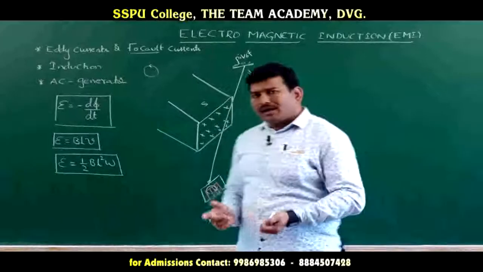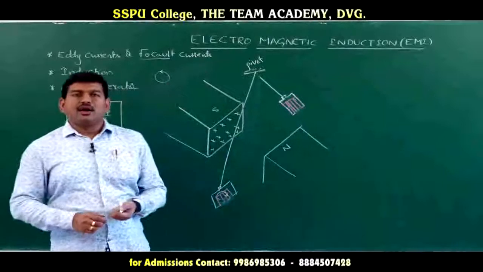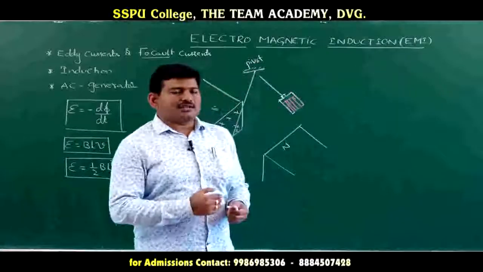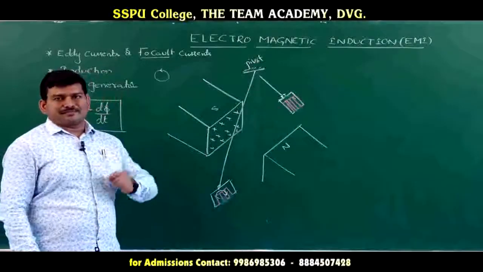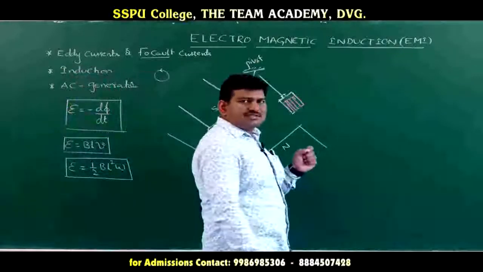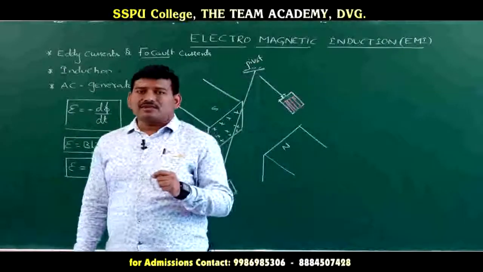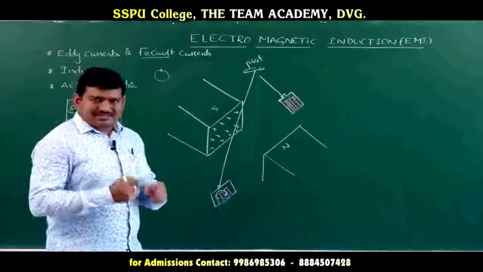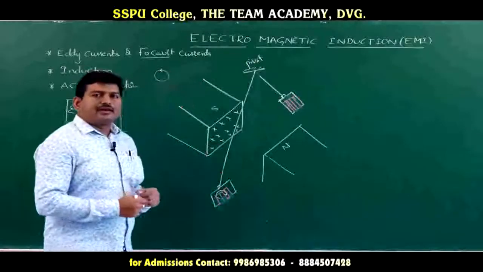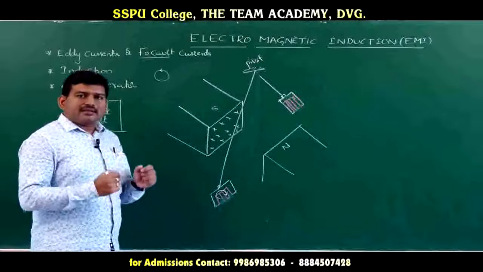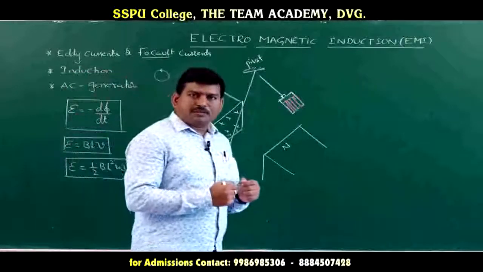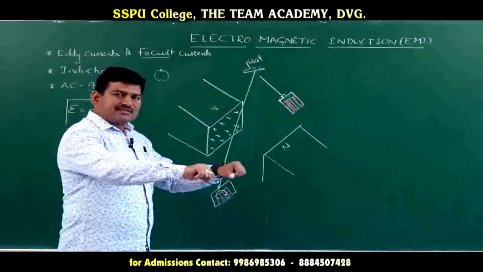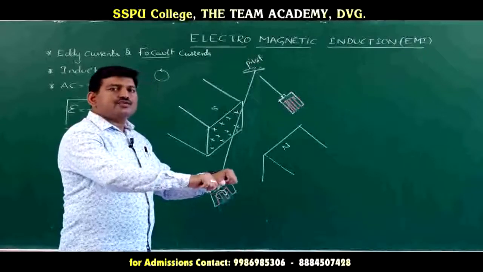And what are the advantages of these eddy currents? Nowadays, we have modern-day electric trains. In these electric trains, we can use the eddy currents for the braking system. How can they be used? Just above the rails, electromagnets will be arranged. Whenever the train is required to be stopped, the electromagnets will be switched on. When the electromagnets are switched on across the rails, induced currents will be developed.